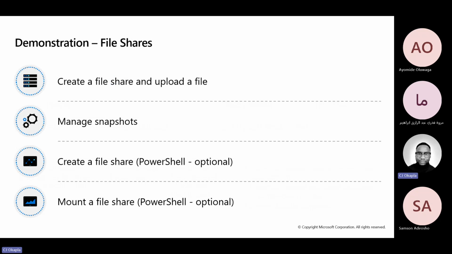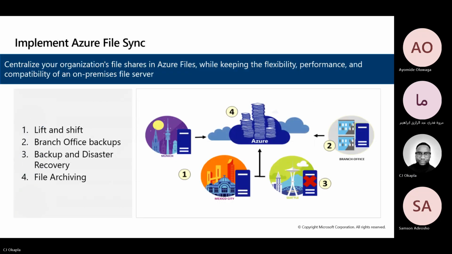So look at file share, how to create and then upload a file, managing snapshots, creating a file share using PowerShell, and mounting a file share using PowerShell. So you could have a central way in your organization for your file shares in Azure Files, keeping the flexibility, performance, and compatibility of an on-premises file server. You can use it for lift and shift, branch office backups, backup and disaster recovery, and file archiving.